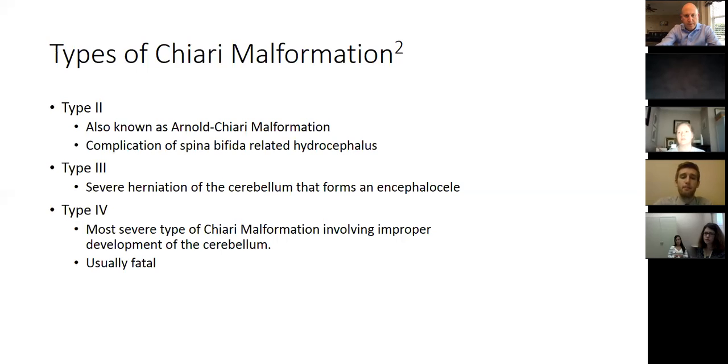Type 4 is definitely the most severe type of Chiari malformation. It's improper development of the cerebellum. It creates a very, very bad clinical picture, and it's usually fatal in the fetus. Sometimes they don't even progress to birth with that malformation.